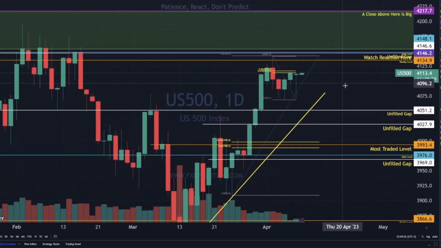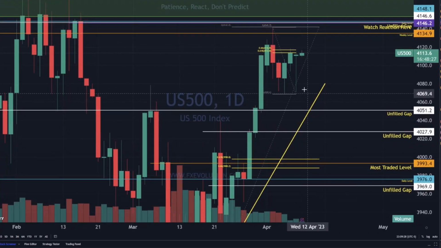US 500. Now, this is where, look at the daily. The daily closes a massive hammer, which certainly looks bullish on the surface.